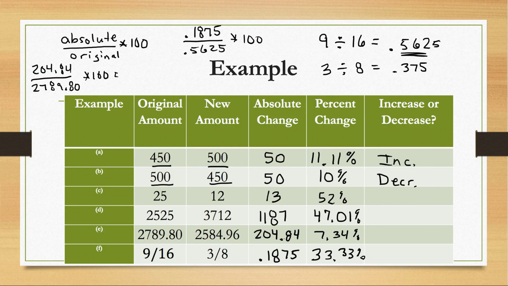For part C, we started at 25 and we went to 12. Also a decrease. For part D, we started at 25.25. We went up to 37.12. So that's an increase. On part E, 2789.8, and then we went to 2584, so we went down, we decreased. All right, and then 9/16 to 3/8, so we started at 56.25, and then we went to 37.5, or 0.375, so that again is a decrease.